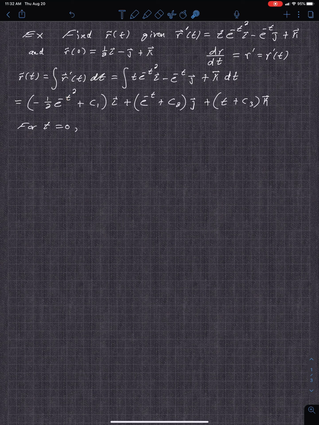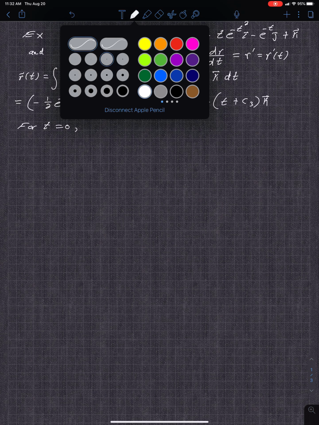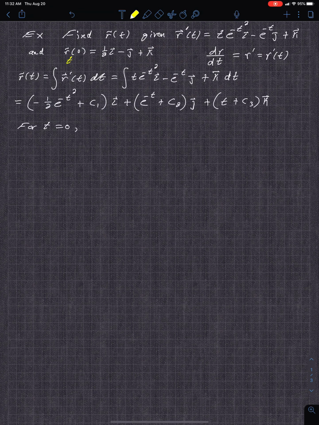So for here, here, and here, and then set it equal to this, because that's r of 0. So remember, it is implied right here that t is equal to 0. So that's what we're doing, and we substitute 0 in. All right, so I'll just show you what that is.